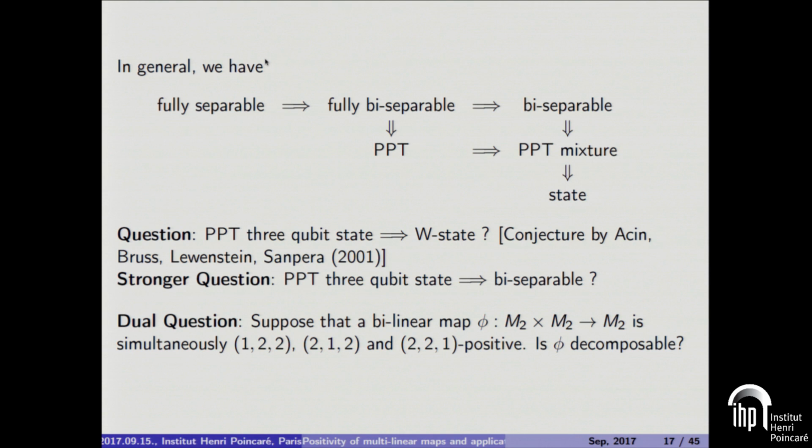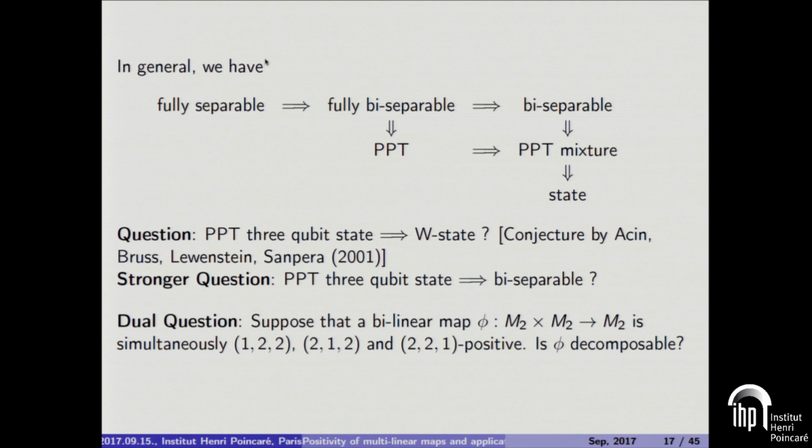So this must be some kind of bilinear analog of the result which says that every two-positive linear map between 3x3 matrices must be decomposable. So this may relate the several kinds of positivity to decomposability. Okay, so I would like to explain some examples, of course.